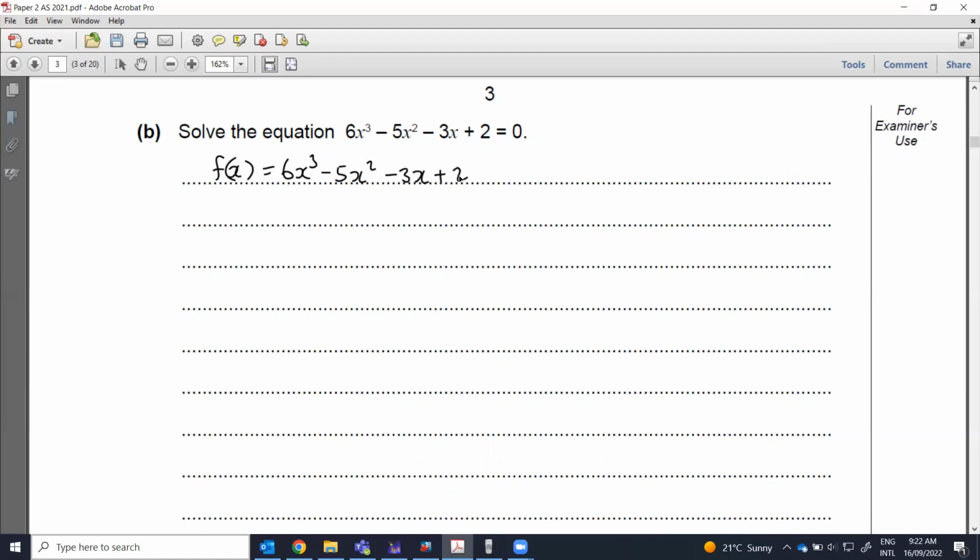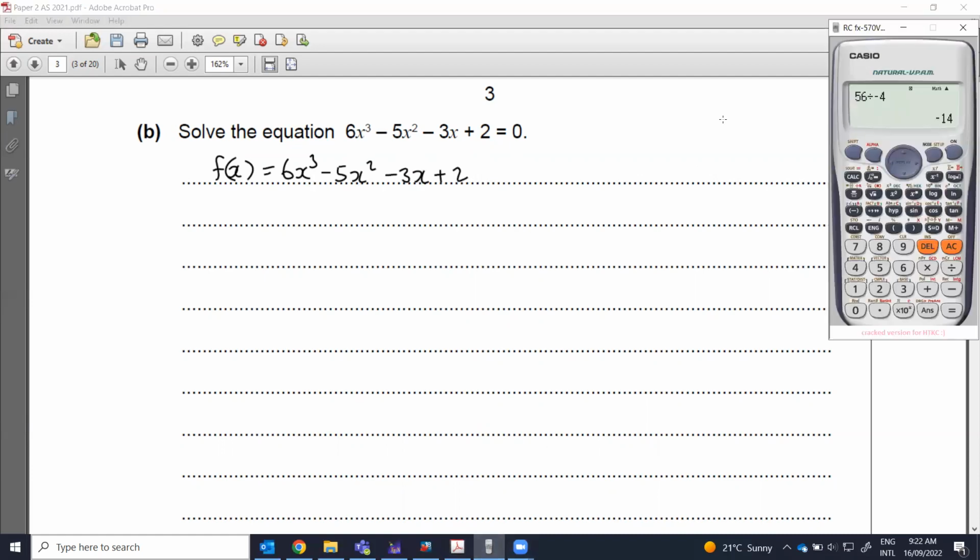This is 2. Now you start by substituting the factors of 2. So that's 1 and minus 1, 2 and minus 2. Usually those will give you the number that you're looking for. And of course, your calculator, you can do it very easily. I'm going to show you how to do it.